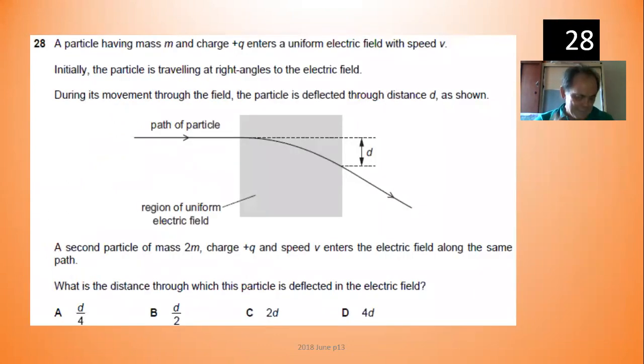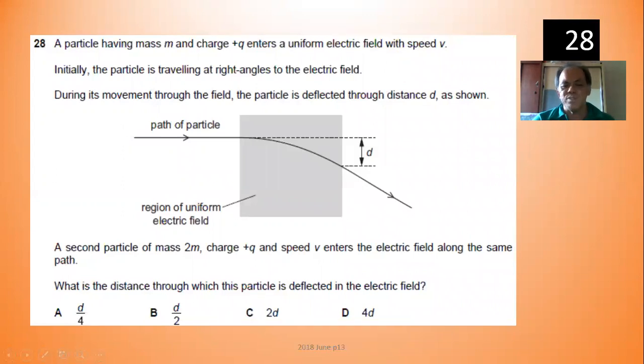This one says a particle of mass m, charge q, enters a uniform electric field. Since it's a positive charge, the electric field must be vertically downwards. The speed is v. Initially, the particle is traveling at right angles to the electric field. So as I said, the field is vertically downwards there. During its movement through the field, the particle is deflected through a distance d, as shown.